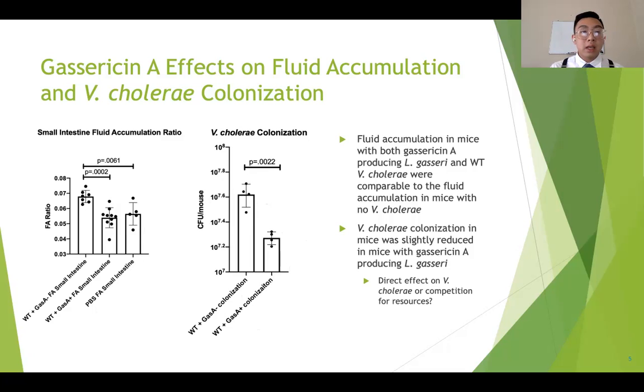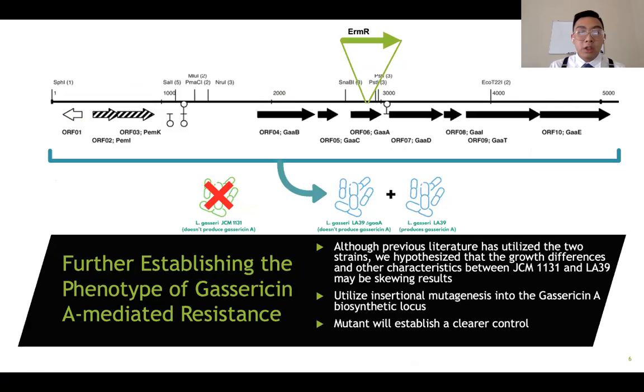In terms of my project, this is kind of where it took a pause due to the pandemic. However, future plans for this experiment would be to first utilize an insertional mutagenesis technique, where we noticed that JCM1131 and LA39 have growth differences that could potentially skew the results. And as a result, we plan on inserting an erythromycin resistance gene in the middle of the gastricin A producing gene. And as a result, we would get LA39 delta GAAA and LA39.